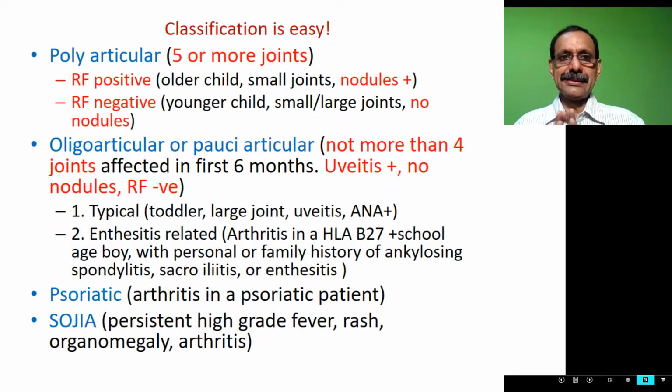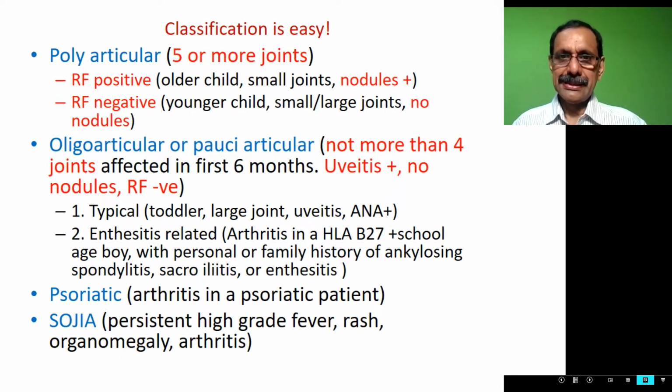Now coming to the next group, that is oligoarticular or pauciarticular, where up to 4 joints can be affected within the first 6 months. Large joints are affected, especially the knee joint. There is no rheumatoid nodule. Rheumatoid factor is negative, but 2 things are positive. One is uveitis is likely, and ANA positivity is likely. So that is oligoarticular. And another subtype of this is called enthesitis-related oligoarticular JIA.